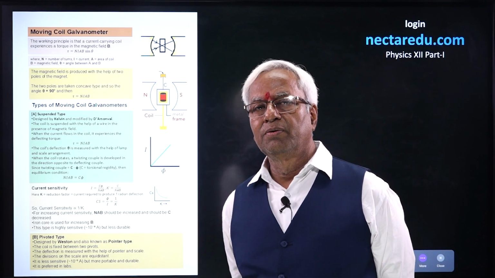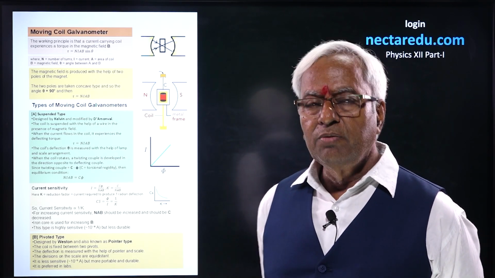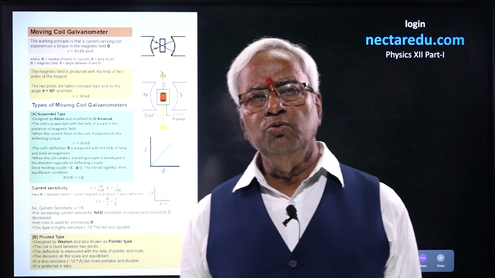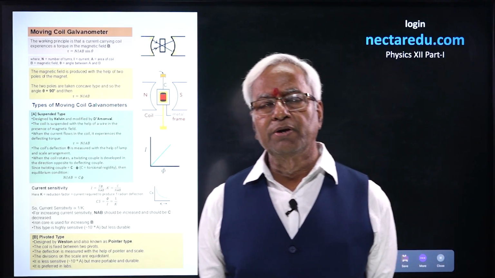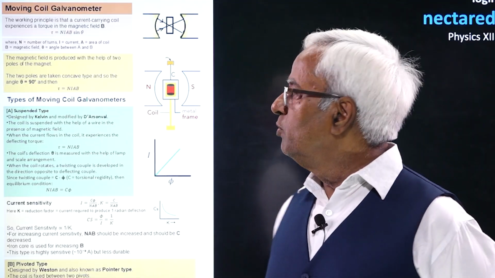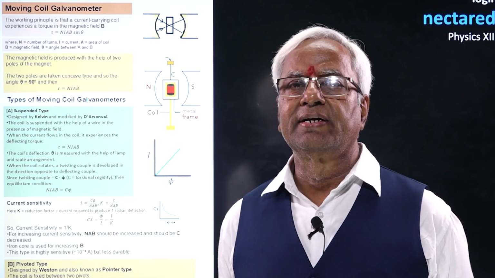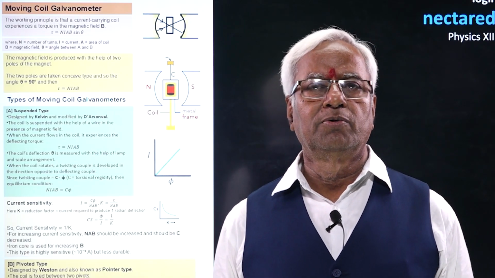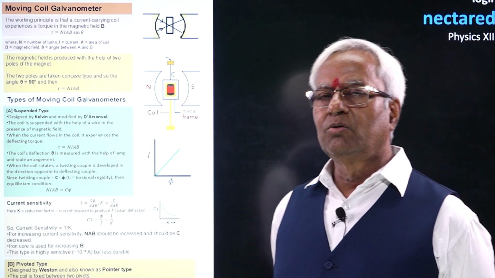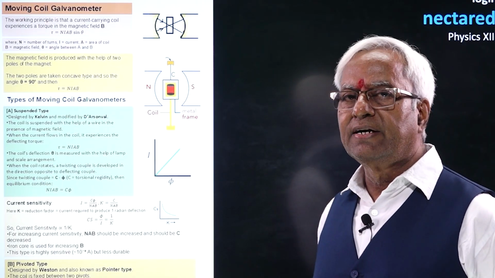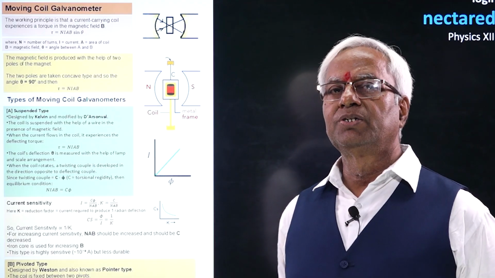Moving coil galvanometer. Galvanometers could be classified in two types depending on the principles. One is moving magnet, the other is moving coil. Now, a moving coil galvanometer is more practical and moving magnet has become almost obsolete. Moving coil galvanometers are also of two types. One is suspended, the other type is pivoted type.